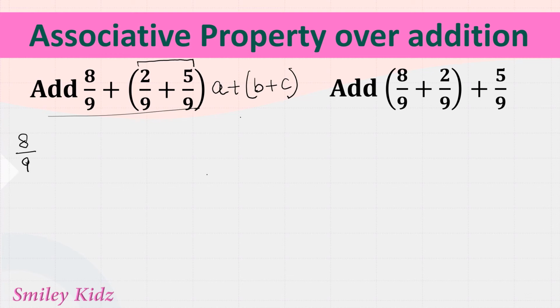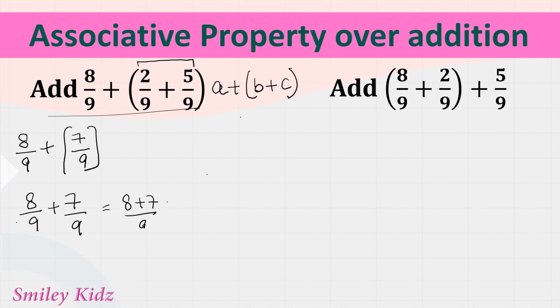2 by 9 plus 5 by 9 will be equal to 7 by 9. Now we'll be removing the brackets. 8 by 9 plus 7 by 9, which is equal to 8 plus 7 by 9, which is equal to 15 by 9. So when we did A plus B plus C, when B plus C is in bracket, we got 15 by 9. What about the next example, which is (8 by 9 plus 2 by 9) plus 5 by 9.